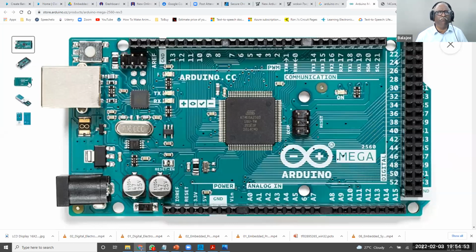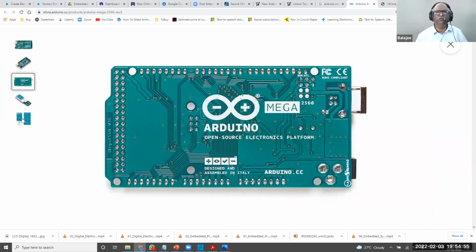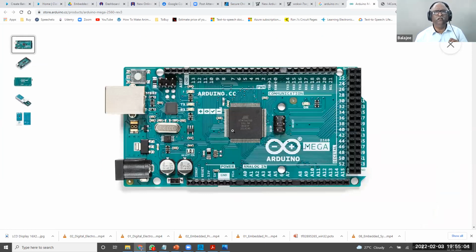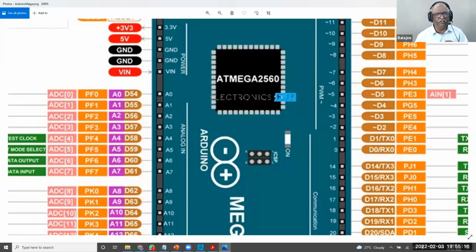This is the reverse side, or the back side. They have given all the dimensions, everything, what chip it is, what the speed is, and all this information. Forget about that. So the company Arduino CC has manufactured this board. Understand? Now they have given these details to you. Finish. Now what we have done is what is important to us.